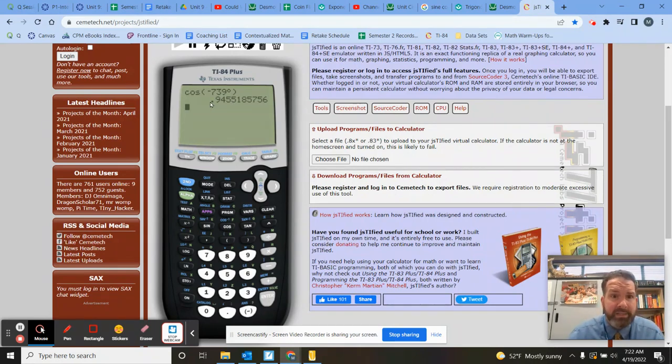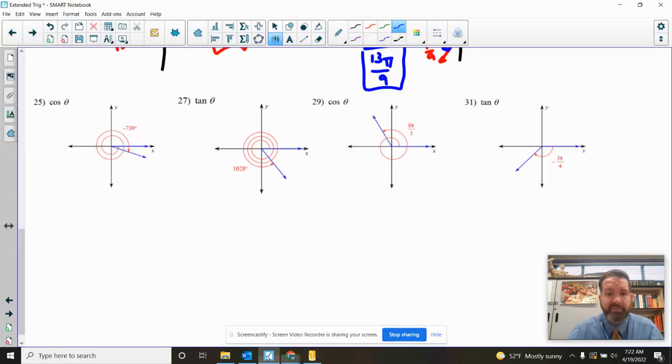So this cosine is 0.9455. There you go. Now let's make sure that's reasonable. So I know, for example, that in quadrant 4 here, cosine is x's. The x is positive, so this should be a positive number. Okay, I'm going to buy that.